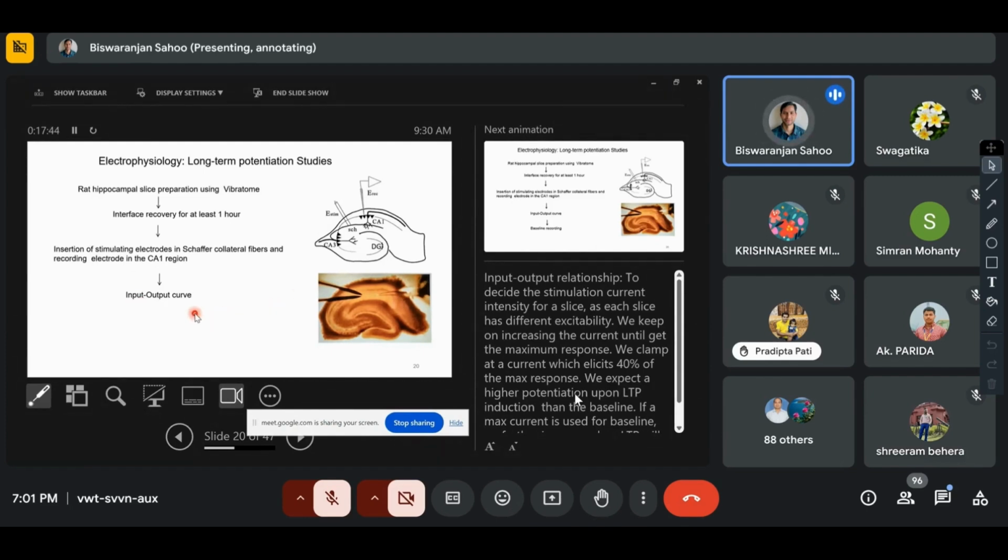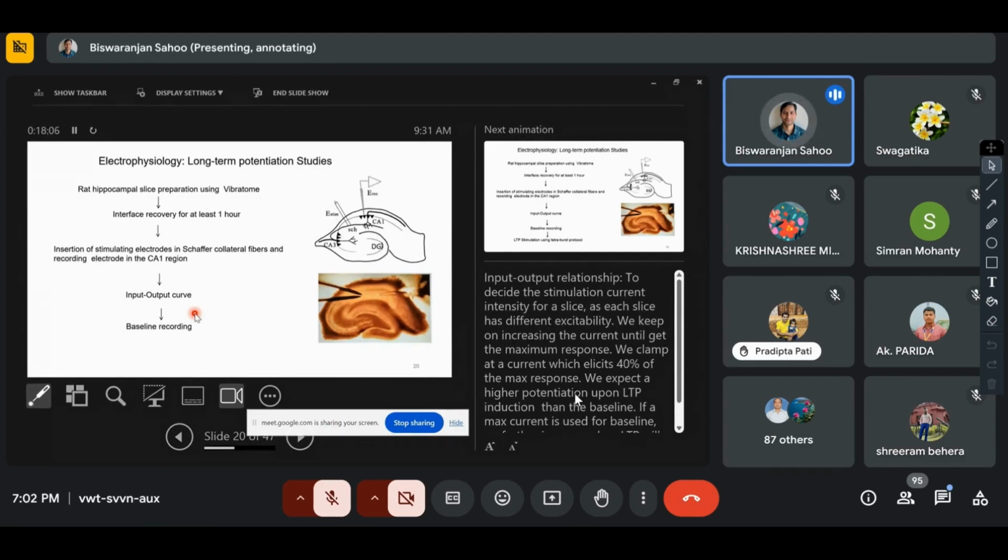We section the hippocampus and take a slice. How do we decide? The decision point is making this curve, and you just increase the current until you find there is no more increase in the response. That's the maximum response, and you stop there. Then that determines how much current you use for your LTP stimulus when you induce the LTP.